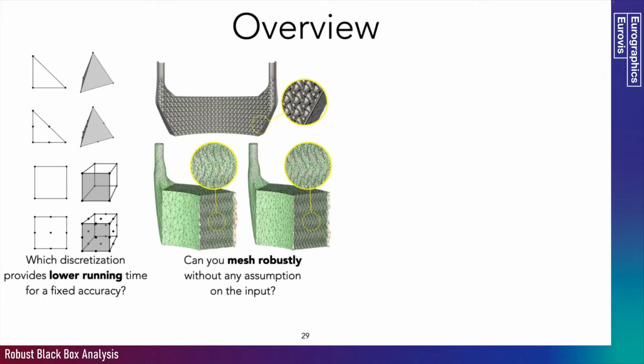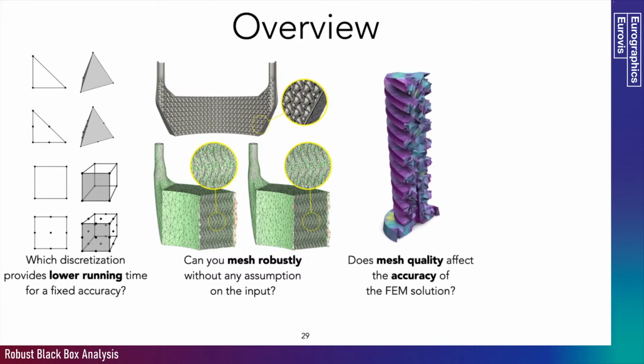Then the second step is, after you know what kind of elements you want, can you robustly and automatically create such a mesh with minimal assumption on the input, tolerating things like small gaps and intersections or degenerate elements? Then, after you have a mesh, a natural question to answer is, do I need to have a good mesh? And what does it mean for a mesh to be good?